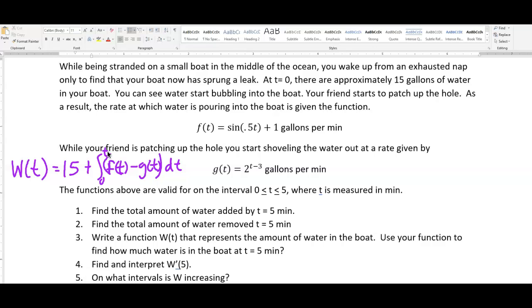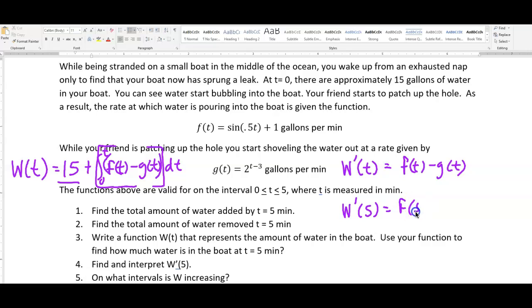So if I wanted to find W prime of 5, the first thing we would do is we'd find W prime. So in that case, the 15 goes away because it's a constant. Next, when you take the derivative of this, the derivative will just cancel out the integral, and you're just going to be left with f of t minus g of t. Okay? And so W prime of 5 is equal to f of 5 minus g of 5.